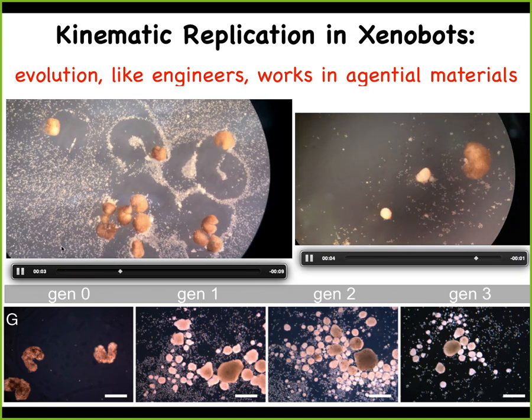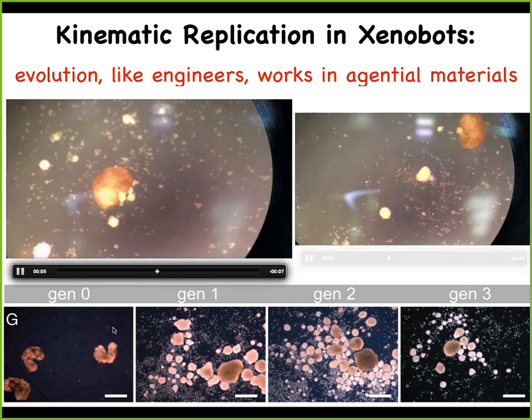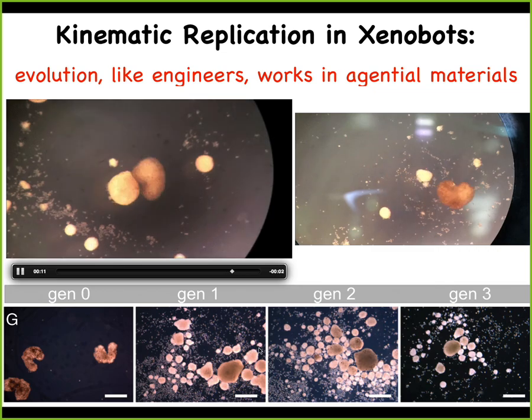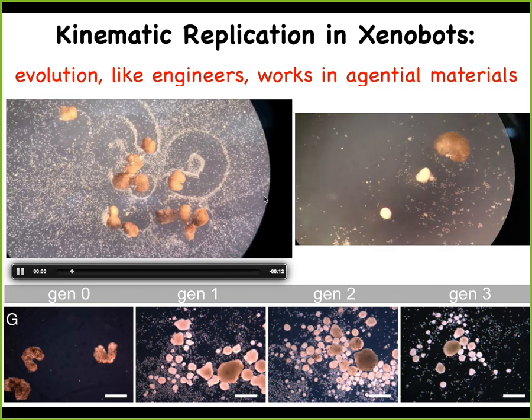Now, this is extremely primitive. There are many things missing. There's no hard heredity, meaning that the offspring don't particularly look like their parents. They all sort of look like the same thing. But it is kinematic replication.